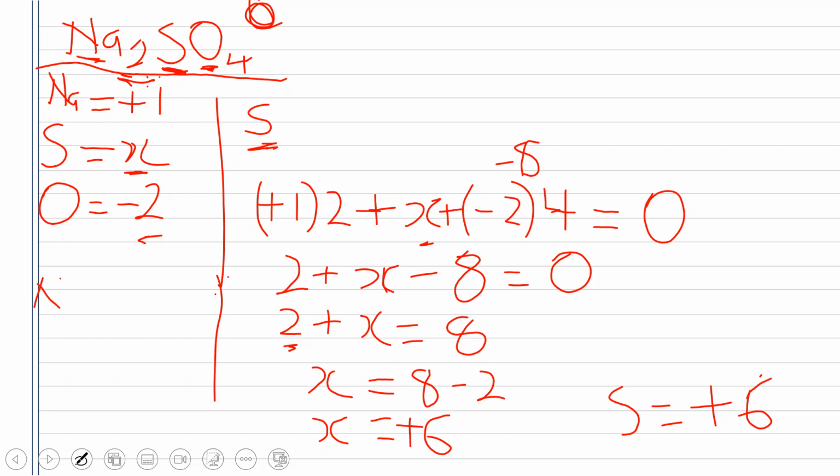Na is equal to plus 1. That's the oxidation number for sodium. For S, which is sulfur, we have plus 6. That's what we just solved. Now for oxygen, we have what? Minus 2. And that is your final answer.